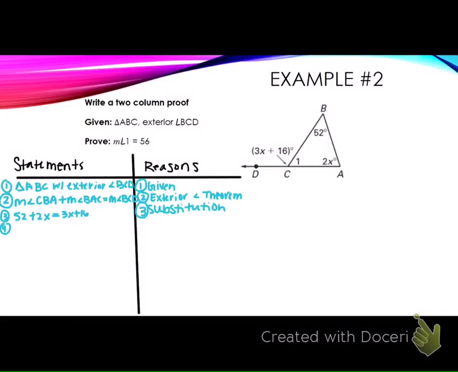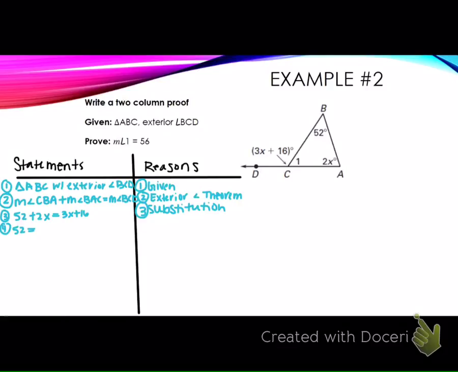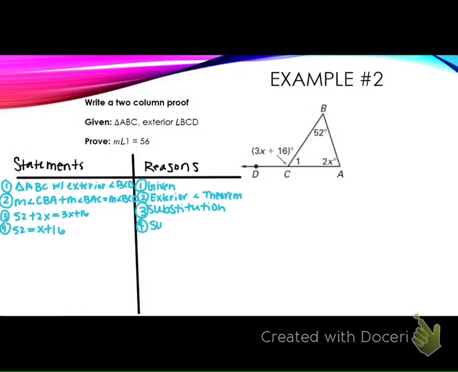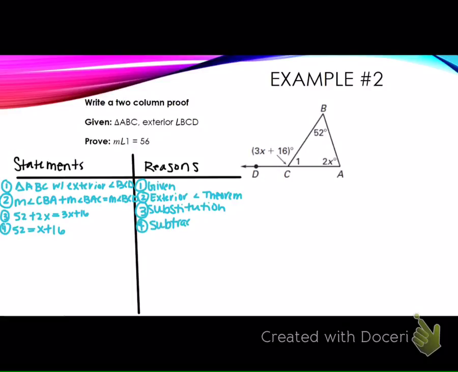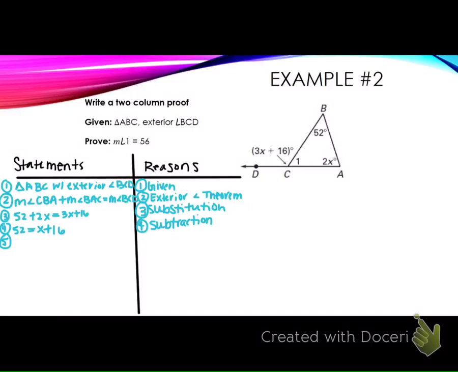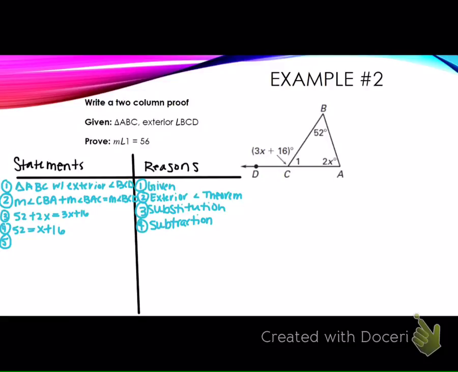So subtraction property of equality. If you subtract 2x on both sides, that would just be x there, plus 16. And that's the subtraction property of equality. Very good. Abby, what would you do now to get x alone? Subtract 16. Okay, if I subtract 16 on both sides, that is 50, 42, 40, 36. So that is subtraction as well.